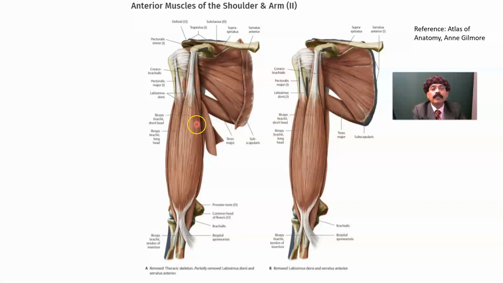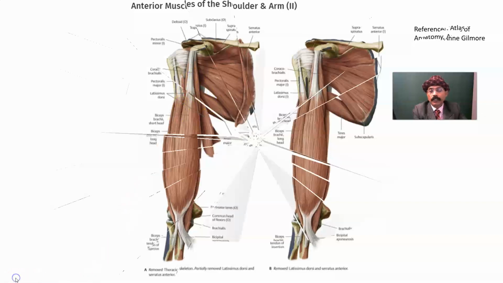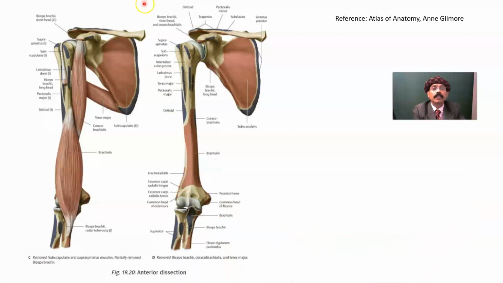Here is the pectoralis major muscle insertion to the lateral lip, and we have the latissimus dorsi to the floor of the bicipital groove, and teres major inserted to the medial lip of the bicipital groove. It is covered by these muscles here. Okay, we got that. Now we go to the next slide.